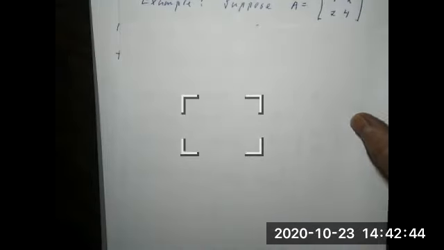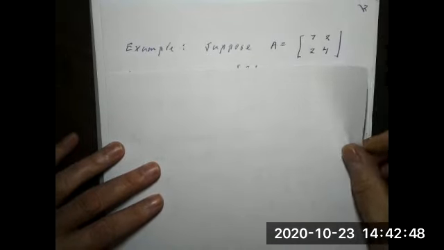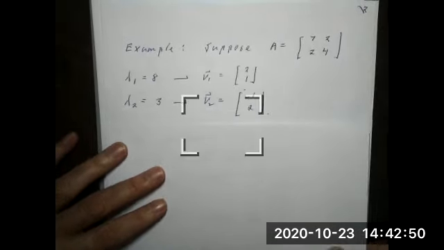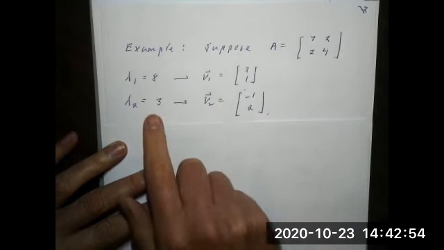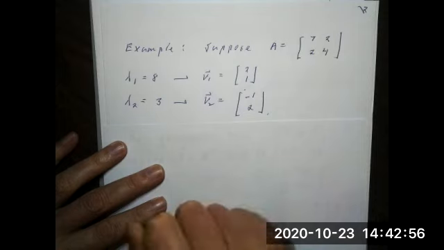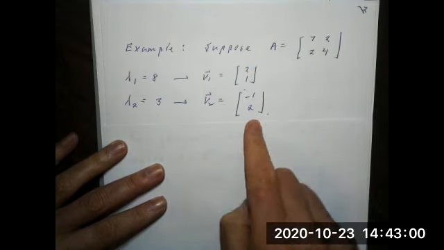Let's take a look at an example of that. Let's suppose that A is the matrix 7, 2, 2, 4. This is a symmetric matrix. It has two distinct eigenvalues, 8 and 3. This is a positive definite matrix, with an eigenvector of 2, 1 and an eigenvector of minus 1, 2.